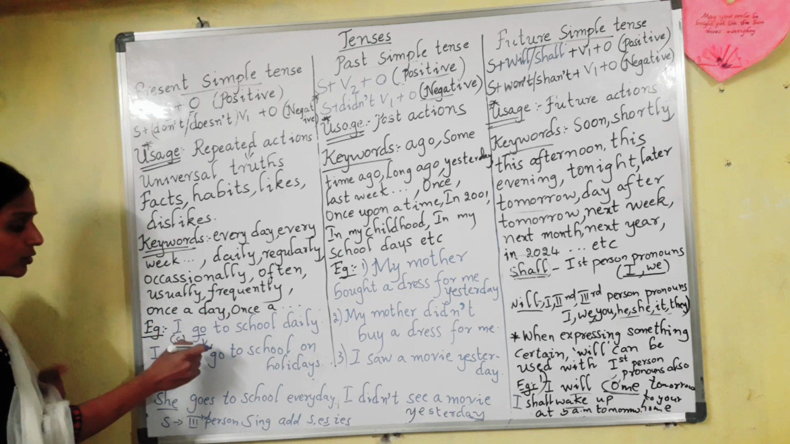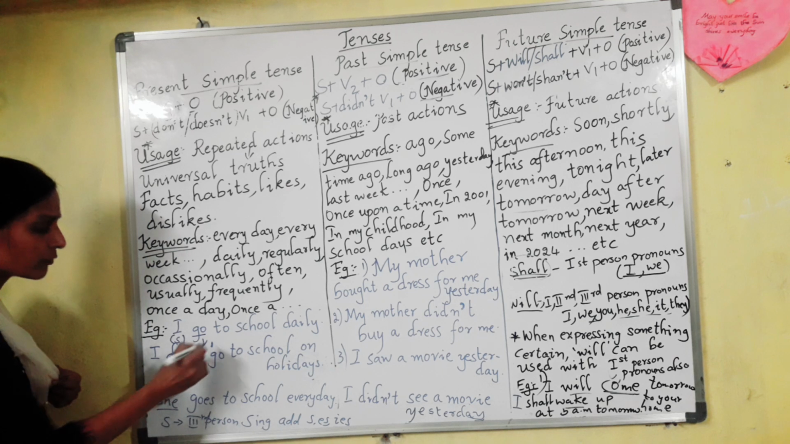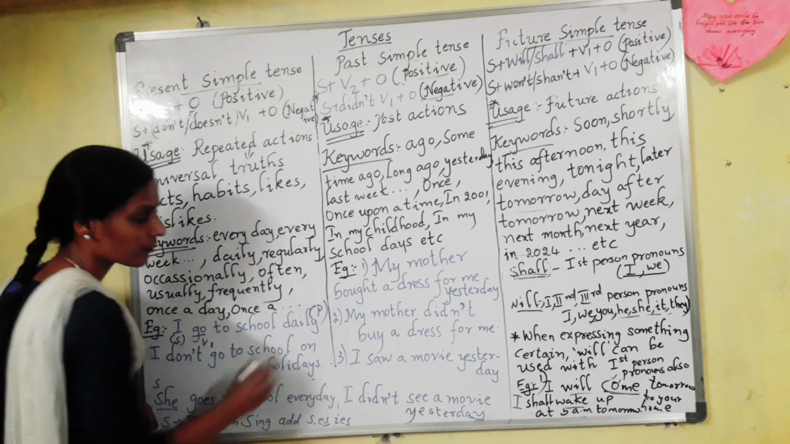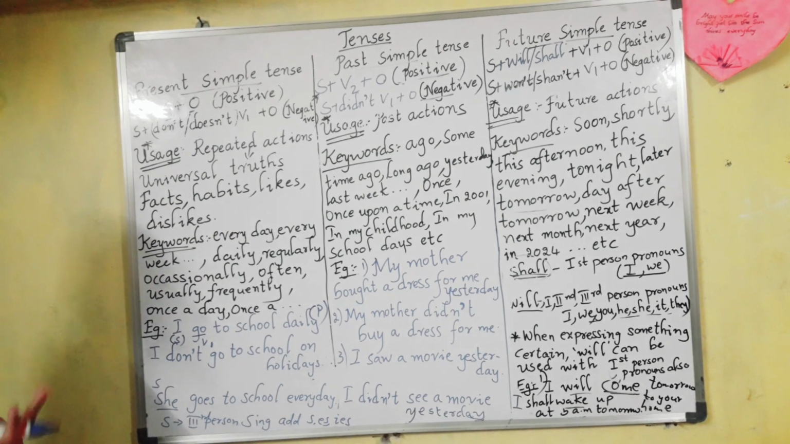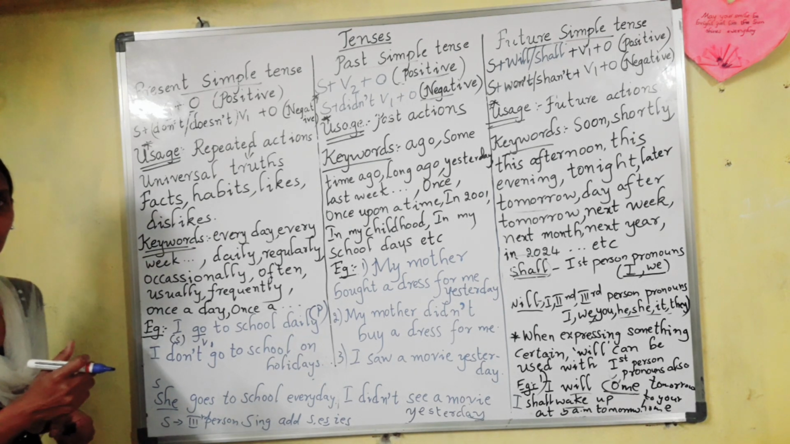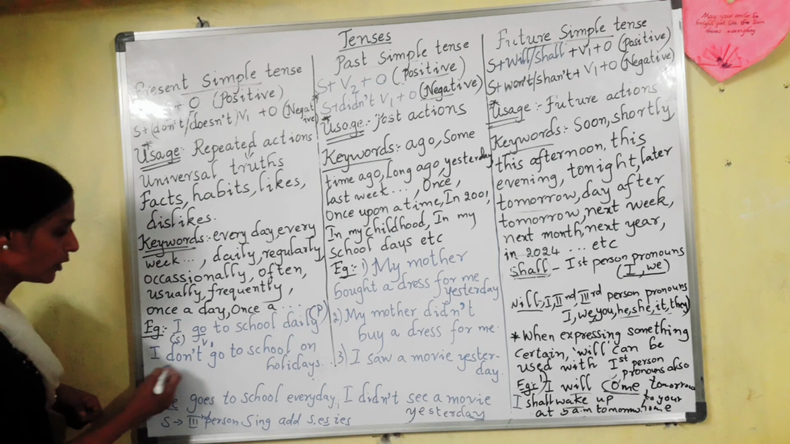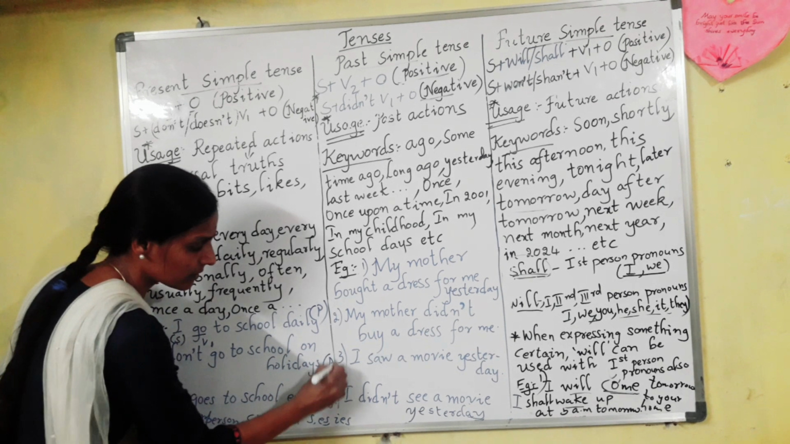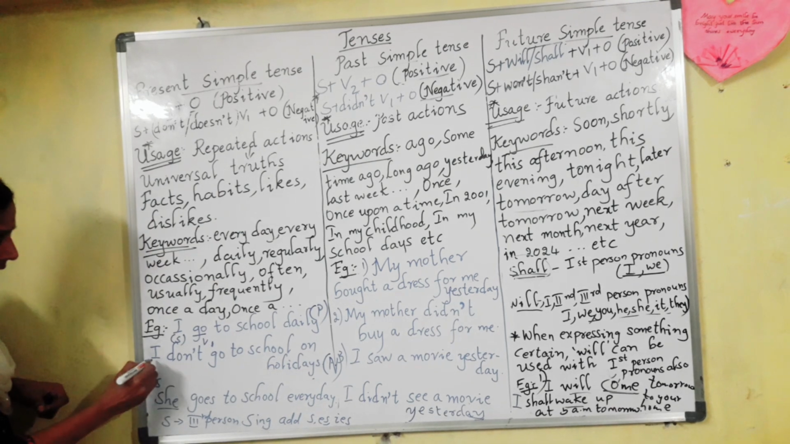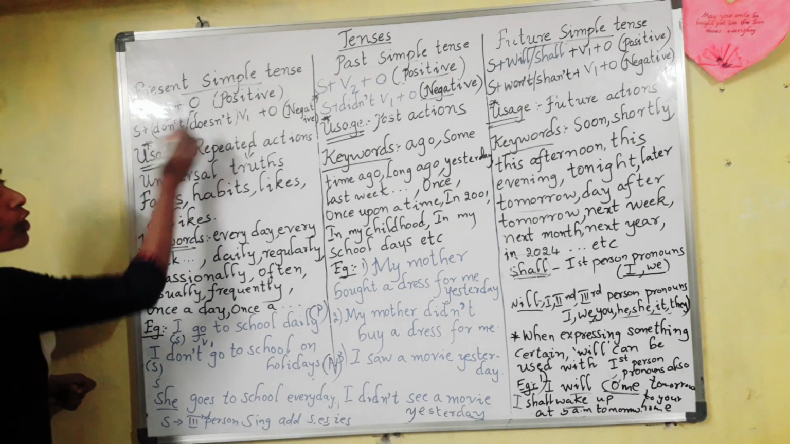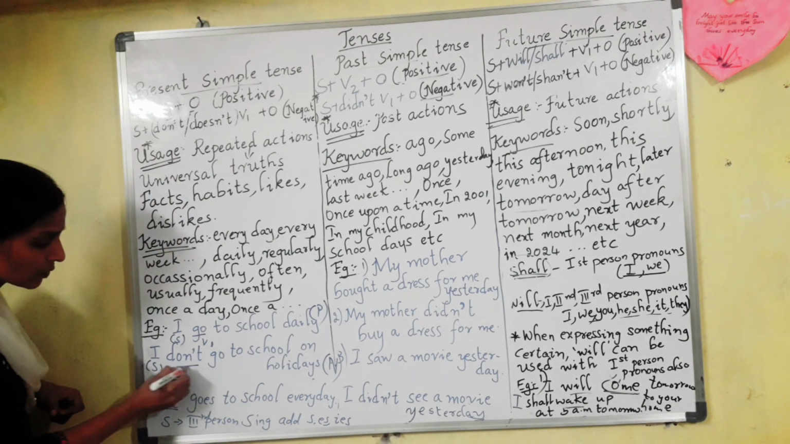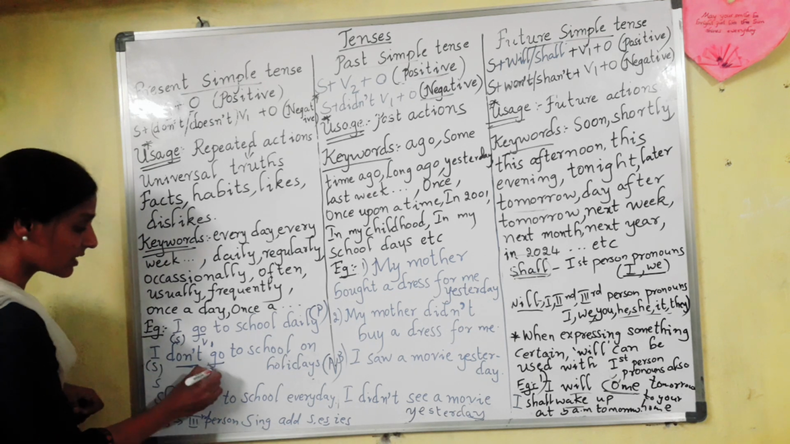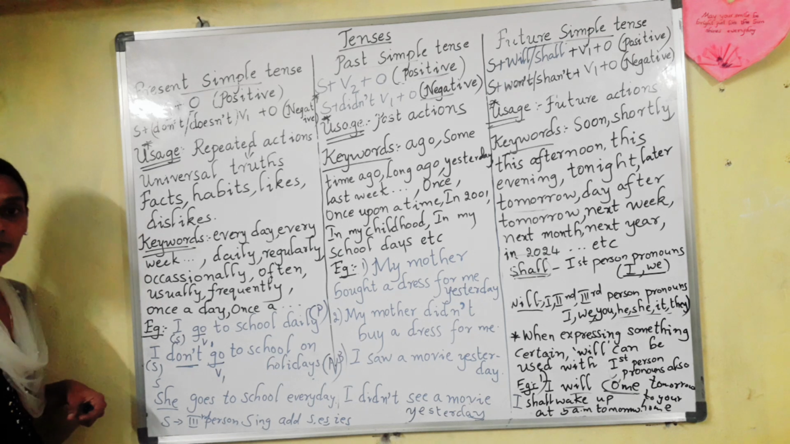See, here we used the first form of the verb or the present form of the verb. And this is a positive sentence. But if a sentence is a negative sentence, how to write? See, I don't go to school on holidays. This is a negative sentence, so the structure will be subject plus don't or doesn't plus V1 plus object. We used don't here.